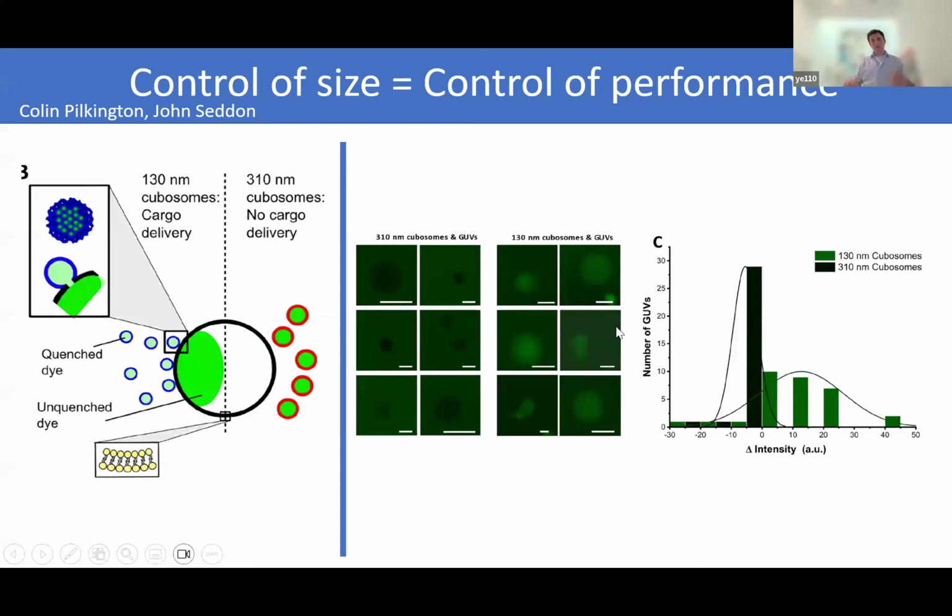So it's very important to control the size. And this is what the microscopy looks like. You see, when you have the small cubosomes, the vesicles are fluorescent because you successfully delivered the cargo, and the larger ones are not.